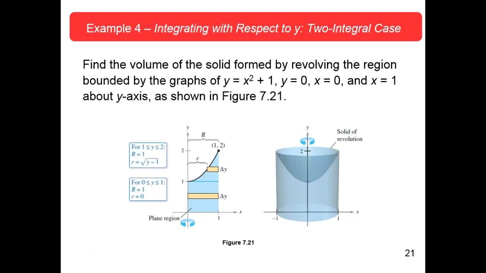What's your problem? Find the volume of the solid formed by revolving the region bounded by the graphs of y equals x squared plus 1. That's this curve. Y equals 0. That's the straight line, the x-axis. X equals 0. That's the y-axis. And x equals 1. That's this line right here. Here's why you're having to integrate twice.